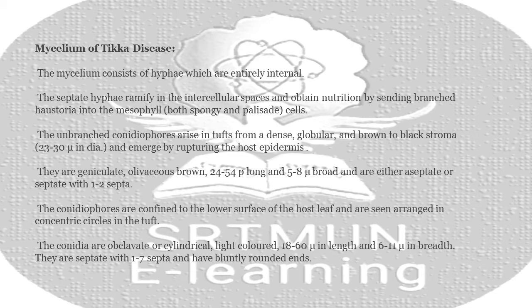Next point, the conidia are obclavate to cylindrical, light colored, 18 to 60 micron in length and 6 to 11 micron in width. They are septate with 1 to 7 septa and have bluntly rounded ends.